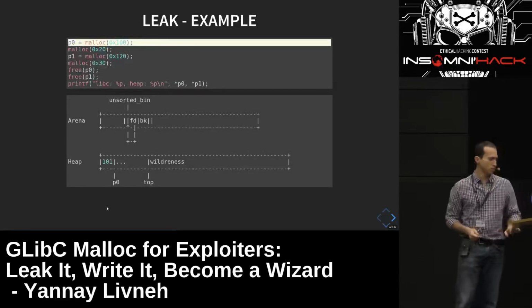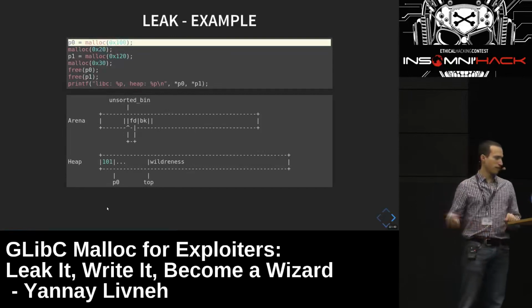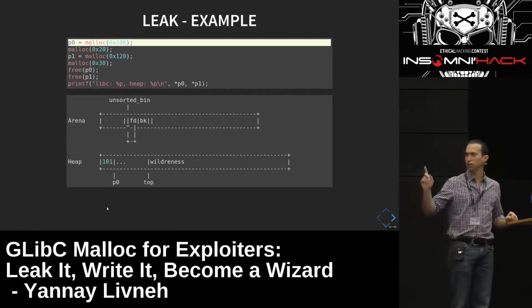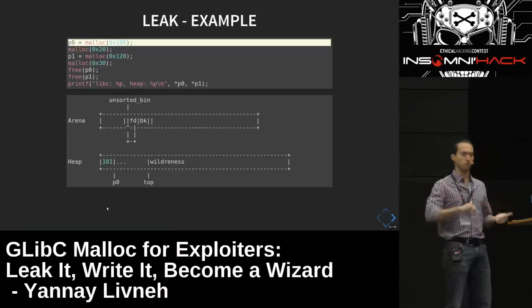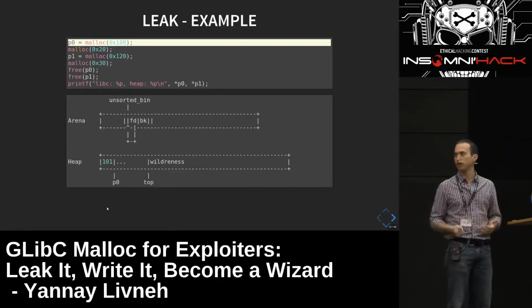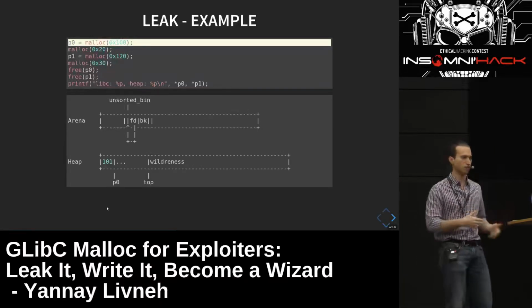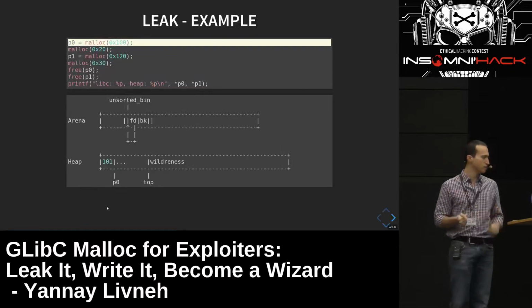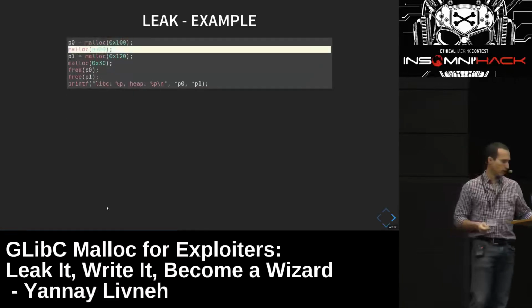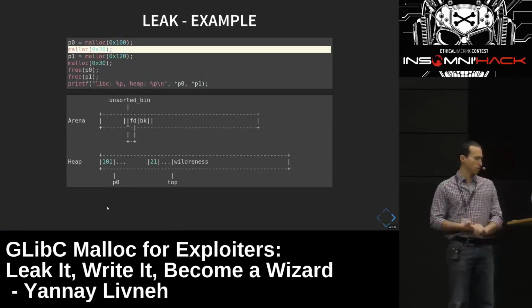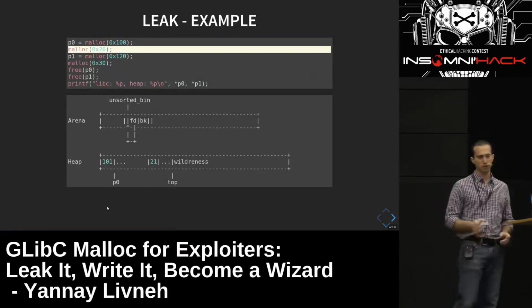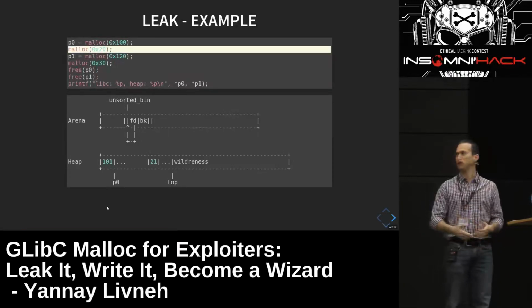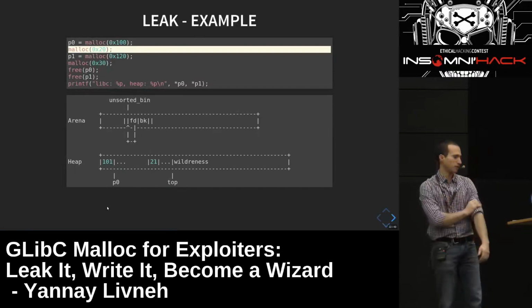We allocate P0, which is of size 100. You can see the least significant bit is on, signifying that the previous chunk is in use, because at the start of the heap there is actually nothing before it, so it's technically in use. Then we allocate another chunk. We don't assign it to any variable, but it serves as a separator, so when we free P0, it will not merge with what's coming next.